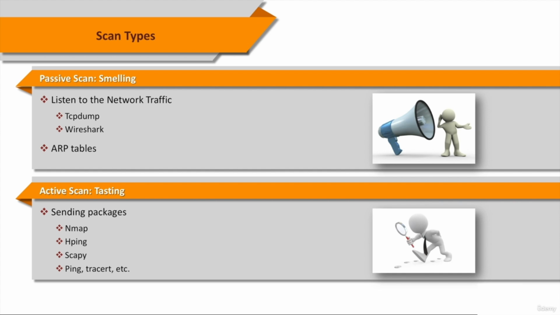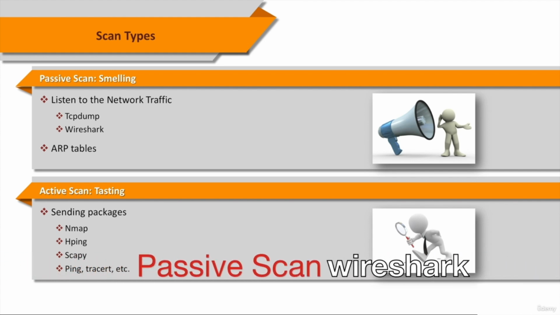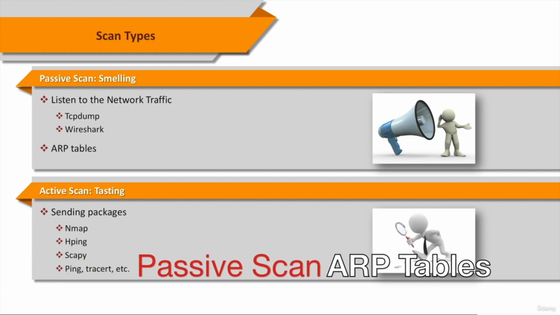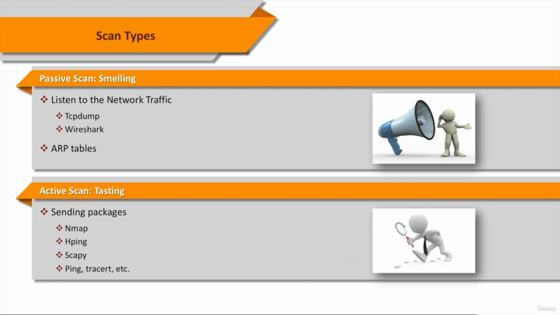In this regard, you don't directly contact target systems. Just by watching a network's traffic flow, passive scanners can deduce a large amount of information about the communicating systems. You can use tools such as TCPDump or Wireshark to monitor network traffic. Looking at the ARP table in a computer which is connected to the network is another example of passive scanning.